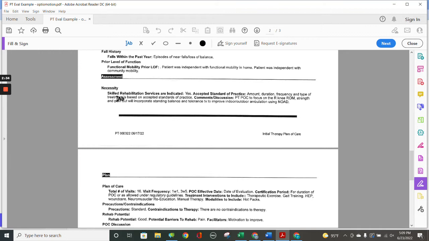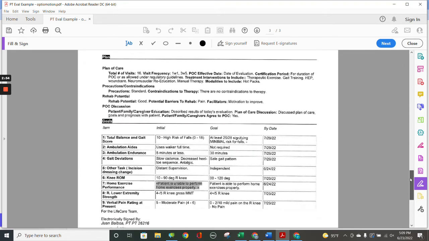We focus on a few things here, specifically the comments and discussion. You can see the PT plan of care to focus on the right knee, its range of motion, its strength, pain, but we'll also incorporate standing balance and tolerance to therapy to improve indoor-outdoor ambulation using no assistive device.